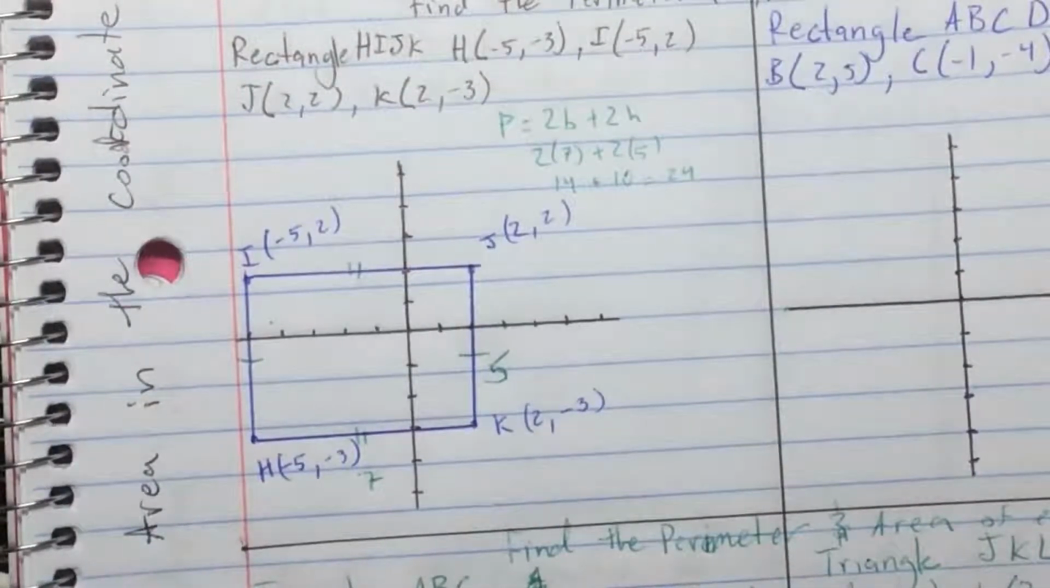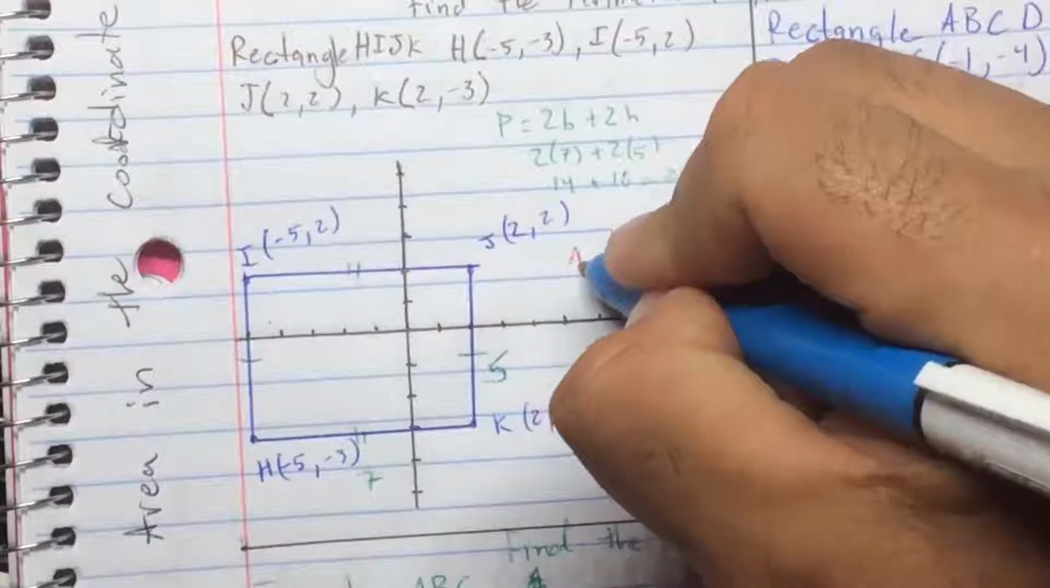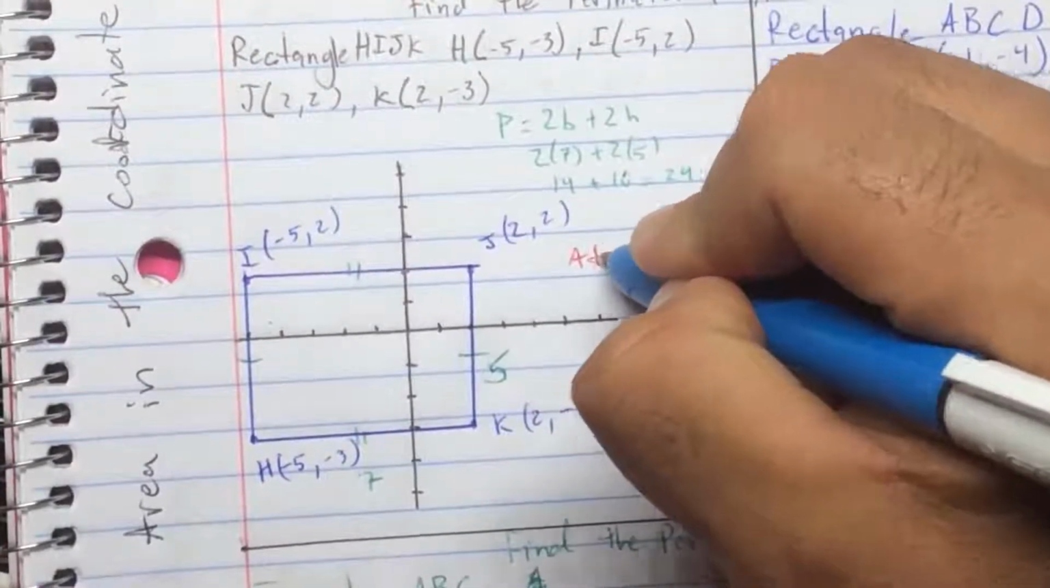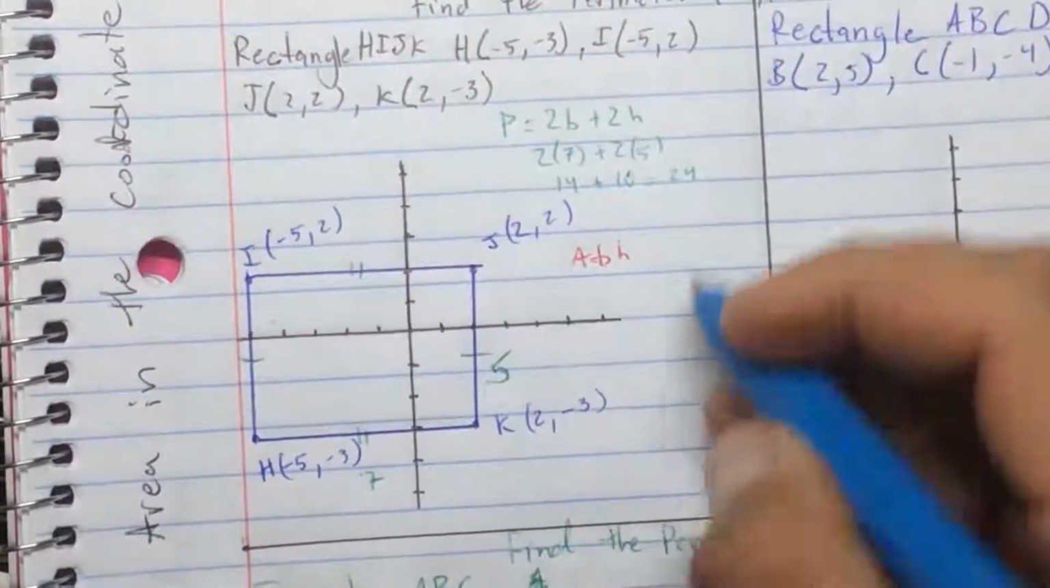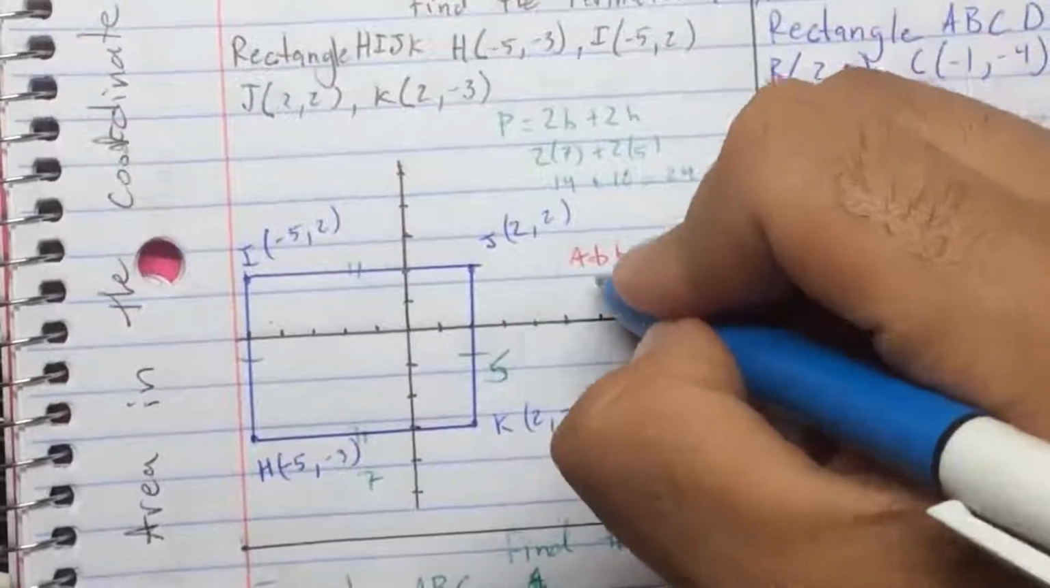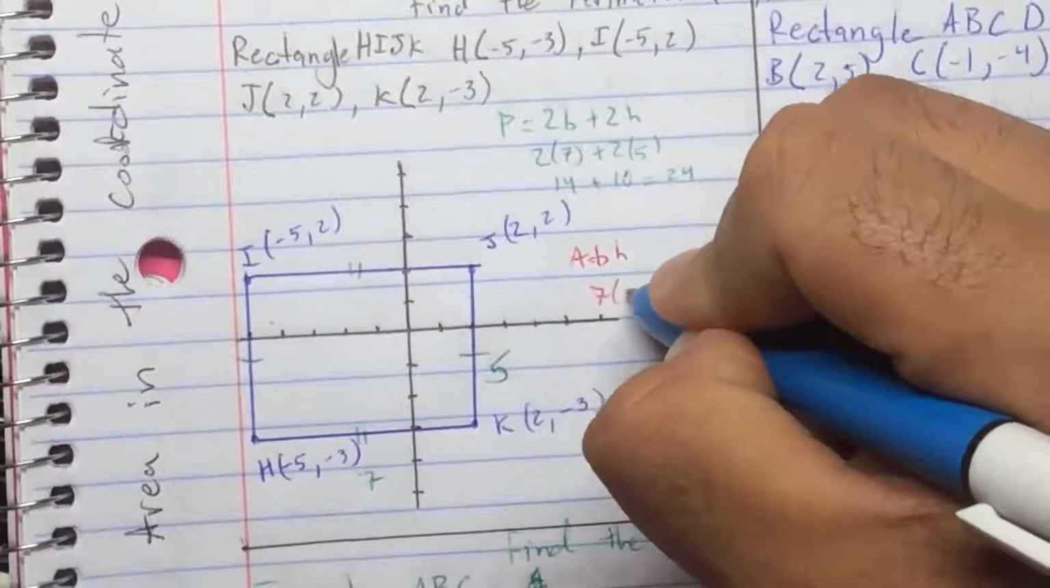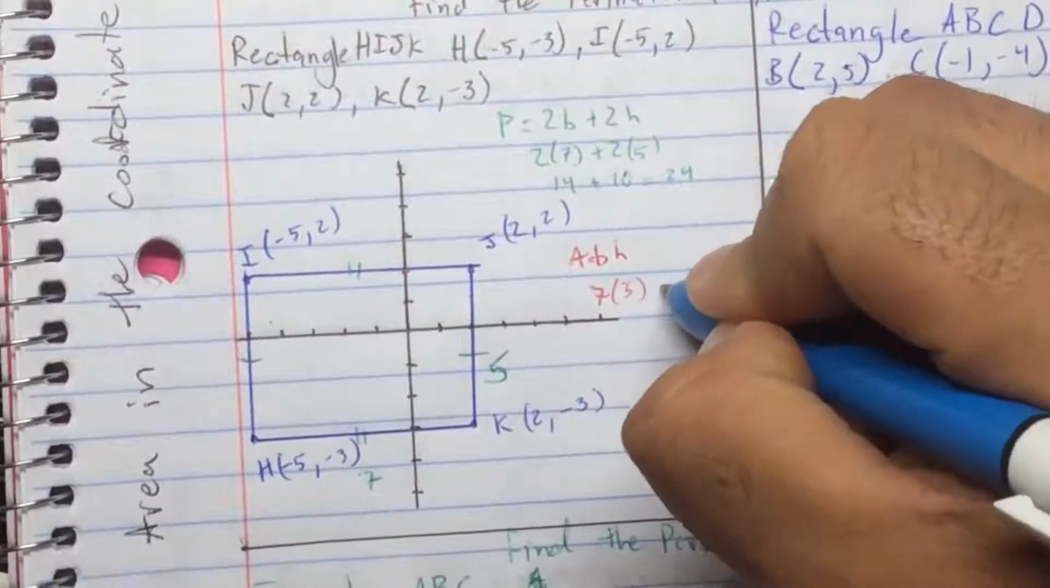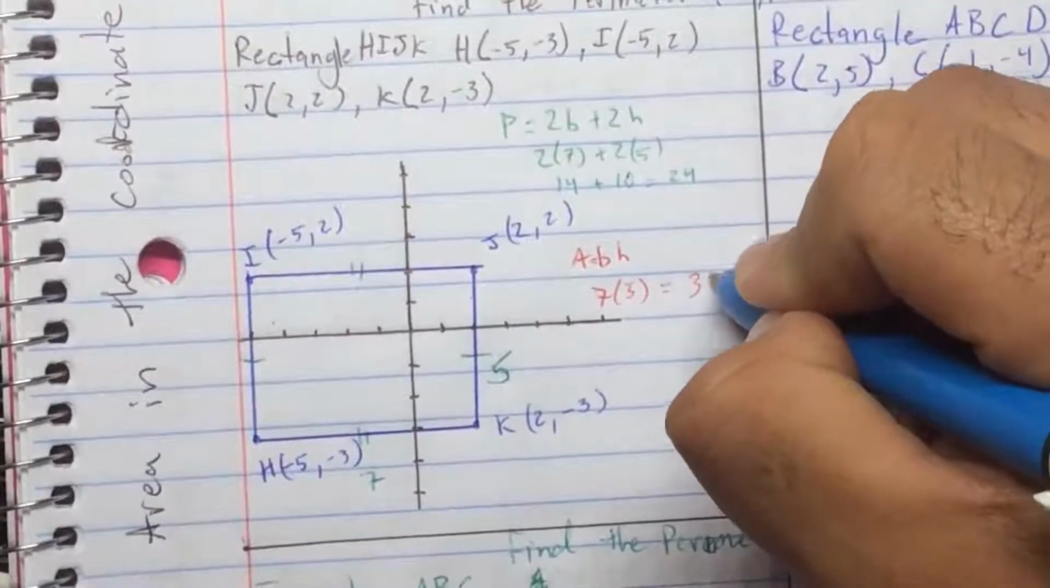Then we're going to find our area. Our area was equal to our base times our height. This is stuff that we learned a long time ago. So our base again was 7, and our height was 5. So our area is going to be equal to 35.